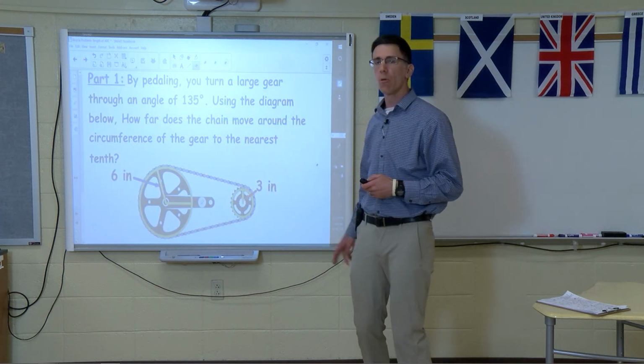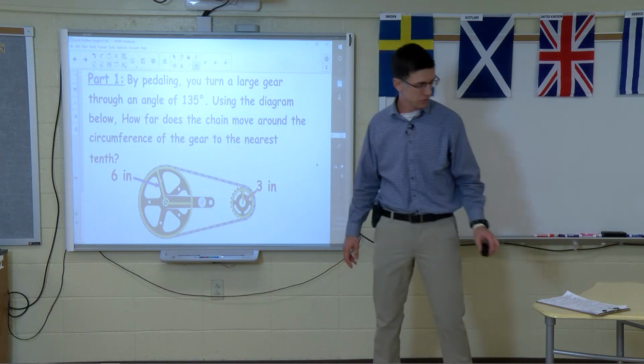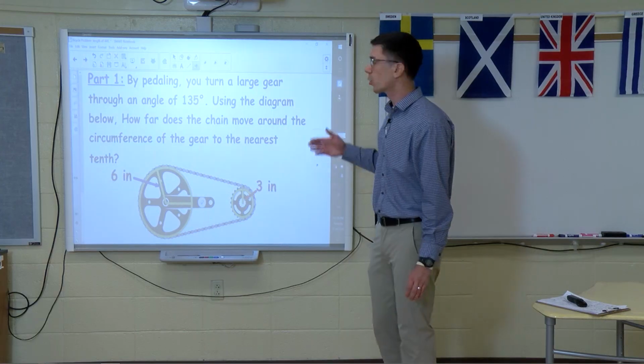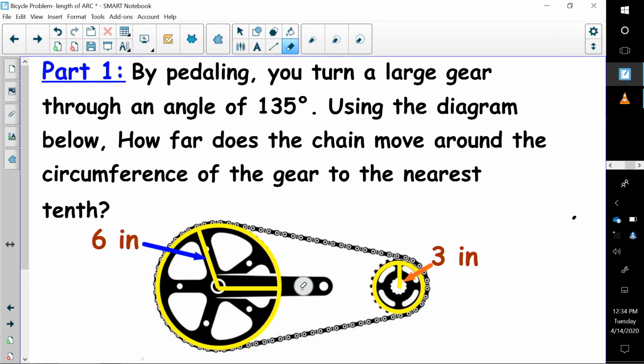Now, this problem is going to be set up in two parts. I'm going to read the problem one time, and then we'll go back through the problem and look at key information. By pedaling, you turn a large gear through an angle of 135 degrees. Using the diagram below, how far does the chain move around the circumference of the gear to the nearest tenth? I'm going to pause just for a second, and I want us to look at something so that we can visualize this a little bit better.